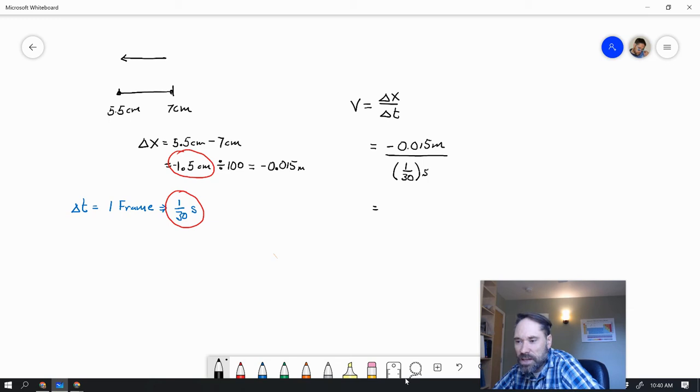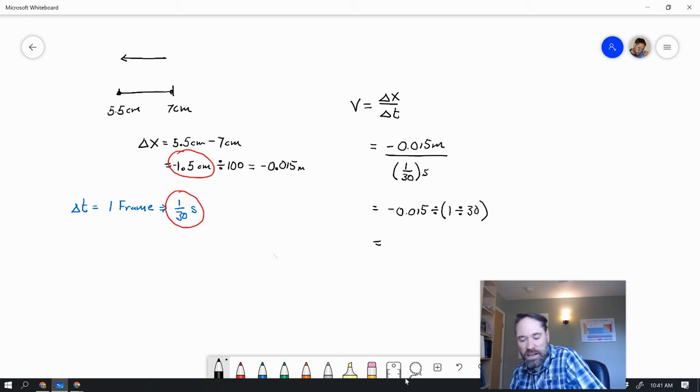But what I would type on a calculator is negative 0.015 divided by, and then I put in a parenthesis, again, if my calculator can handle it, 1 divided by 30. And whatever I get out of that is my velocity. You'll notice that that velocity will be negative, of course, and the reason for that is because the change in position is negative as well.